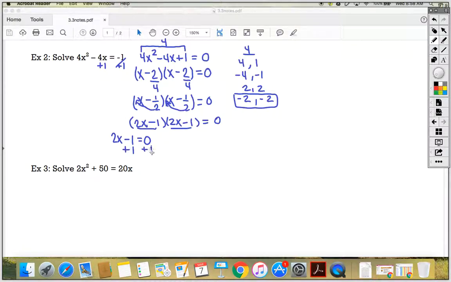I'm going to add the 1 over. I still have 2x equals 0 plus 1, which is 1. And then I have another step of dividing by 2. Just leave it as a fraction. So x equals 1/2.